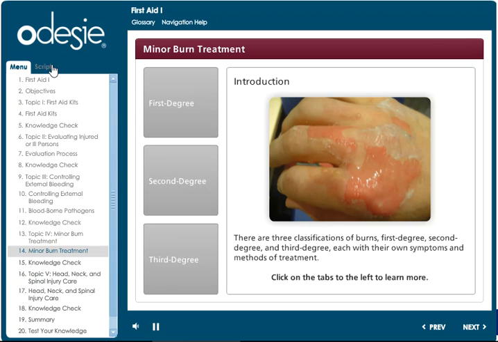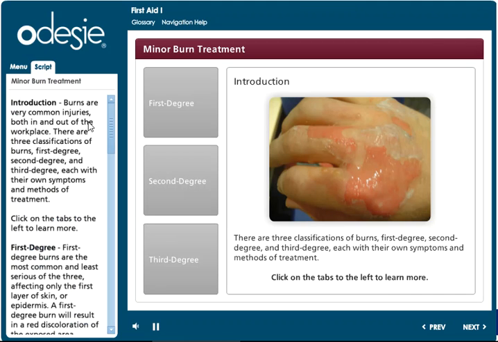Burns are very common injuries, both in and out of the workplace. There are 3 classifications of burns: first degree, second degree, and third degree, each with their own symptoms and methods of treatment. Click on the tabs to the left to learn more.